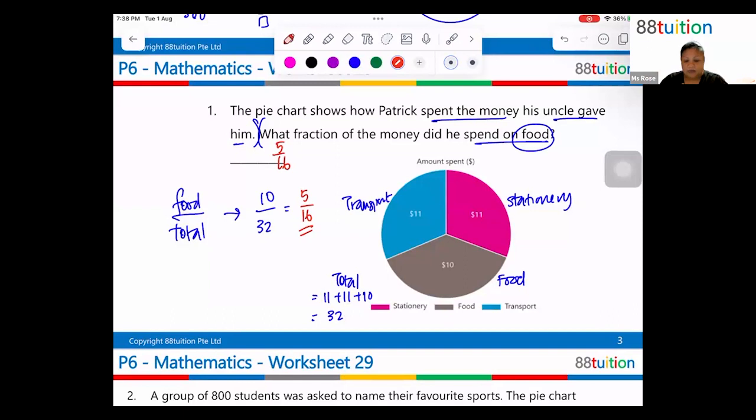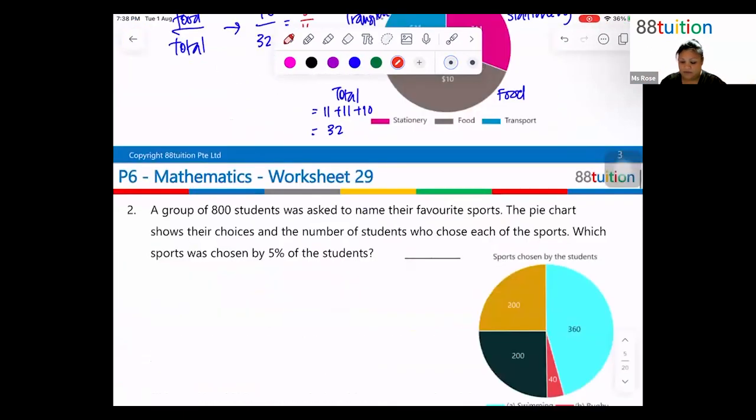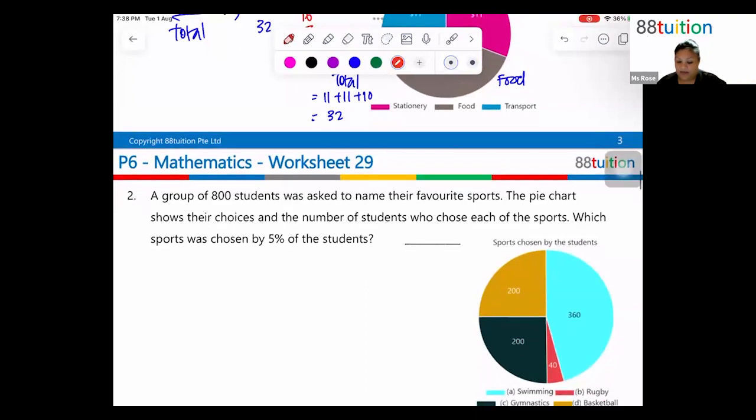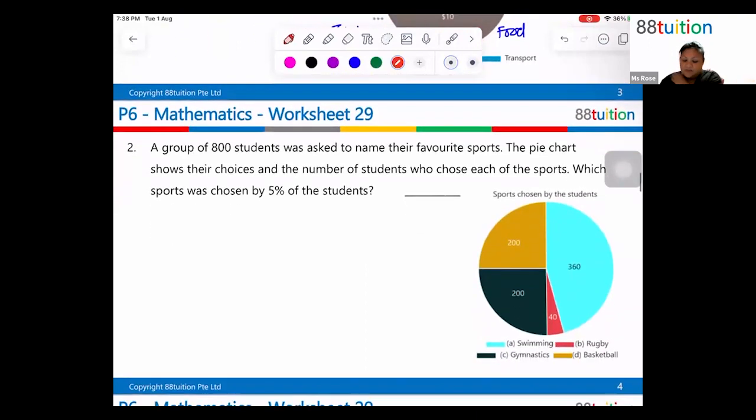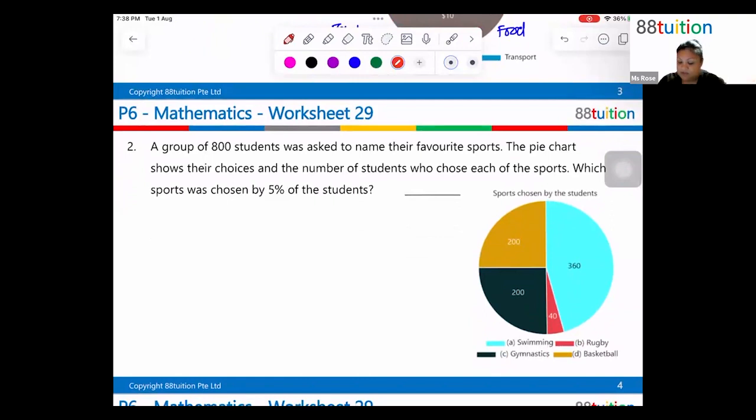Question number 2. So what do we have for question number 2? Anyone? Okay, now a group of 800 students was asked to name their favorite sport. So total number of students here, 800. Okay, the pie chart shows their choices and the number of students who chose each sport.